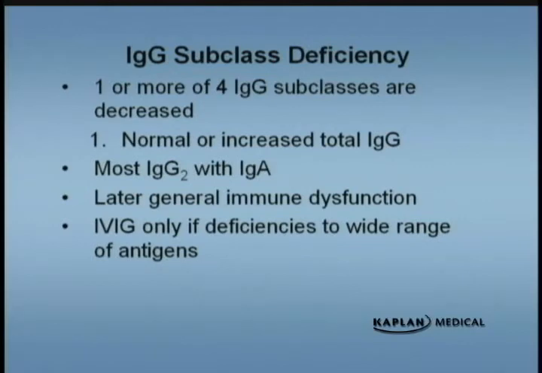The IgG subclass deficiencies, this is why, when you order immunoglobulins, you have to order all the subclasses, because you can have one or more of the subclasses that are decreased, although your total circulating immunoglobulin may be normal. Most IgG2 deficiencies will be associated with an IgA deficiency, and later on they'll develop a general immune dysfunction. Typically you don't need to treat them with immune globulin unless they have deficiencies to a wide range of antigens, and then they would need supplementation.